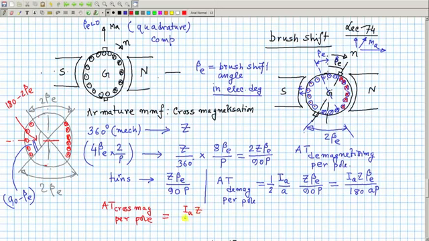Z by 180 A P. Only for beta E I will write 90. Degree writing is not necessary, because numerator degree, denominator degree, that goes: 90 minus beta E. This will be the cross magnetizing ampere turns. Is that clear?